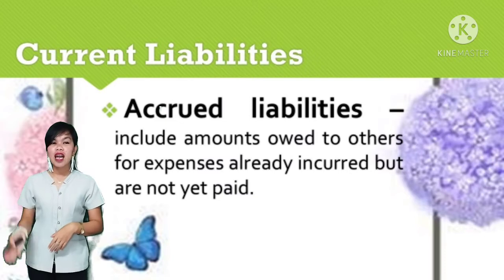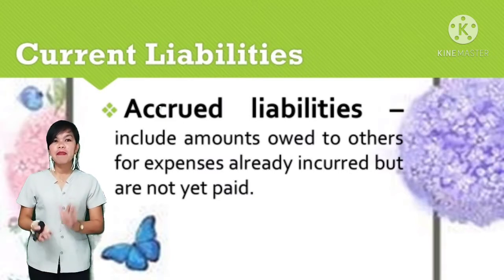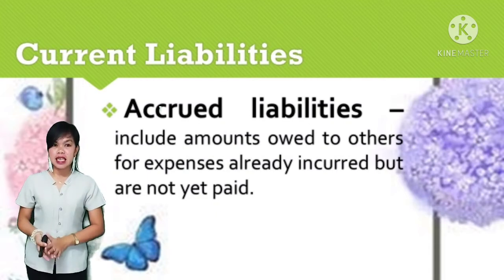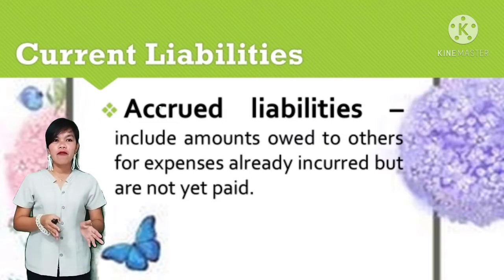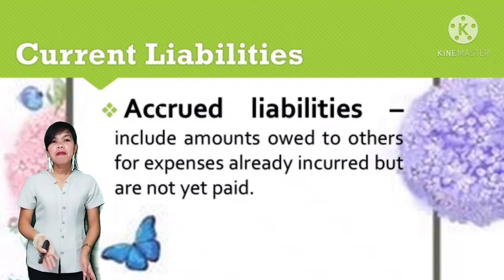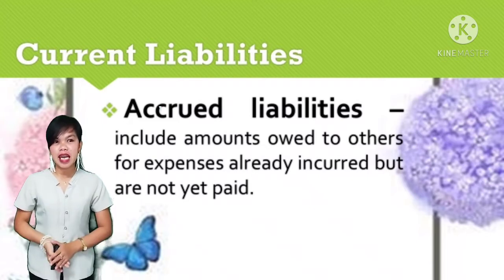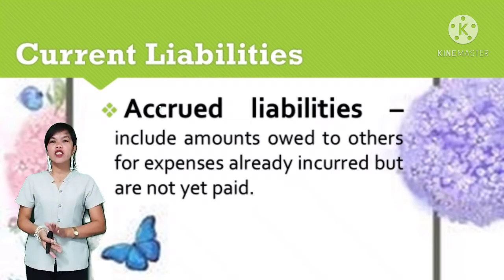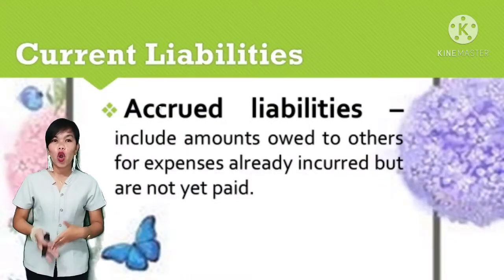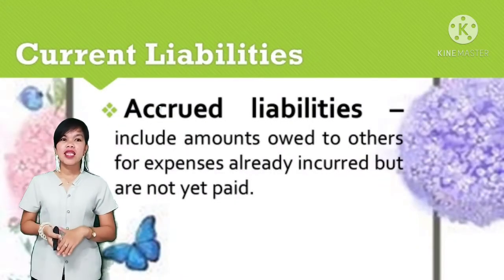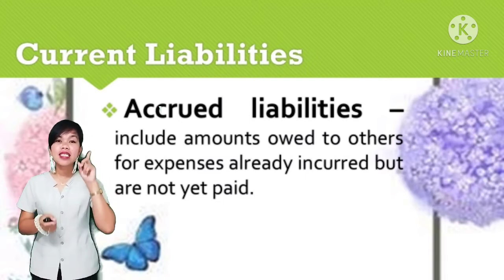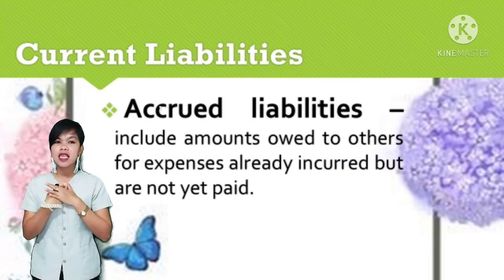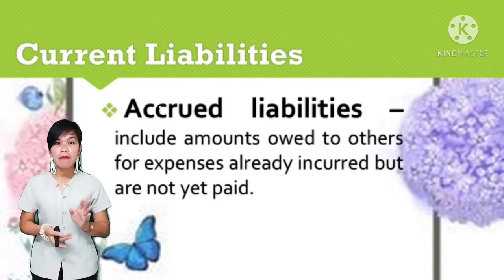For example, salaries payable. Sweldong hindi pa ibinayad sa kanilang empleyado. It is an accrued liabilities dahil po, for instance, ang empleyado ay nagtatrabaho sa loob ng 30 days, March 1 to March 31, at matatanggap niya ang kanyang sweldo o bayad ng kanyang serbisyo on April 15, 2021. Sa loob ng isang buwan, na-enjoy at natanggap na ni company or business ang services rendered by their employee.